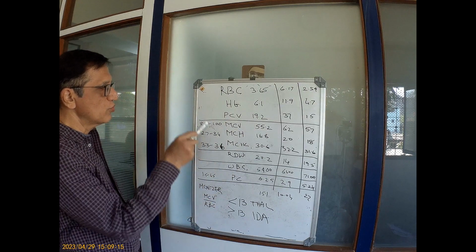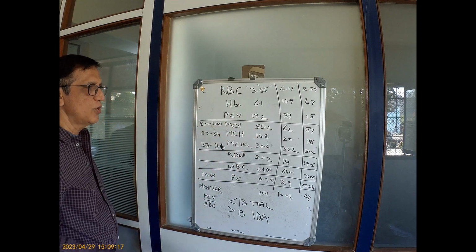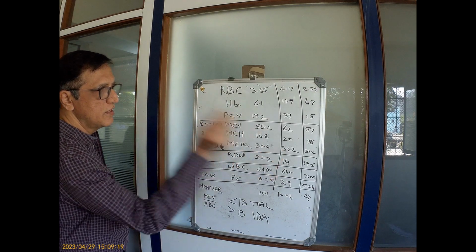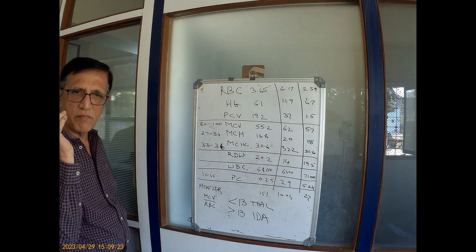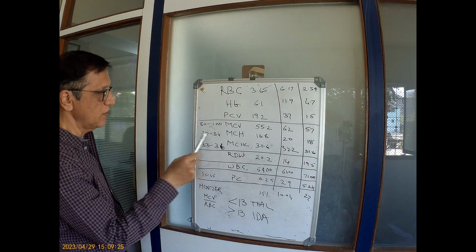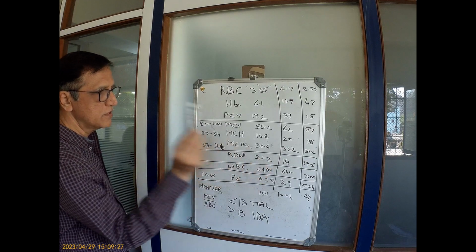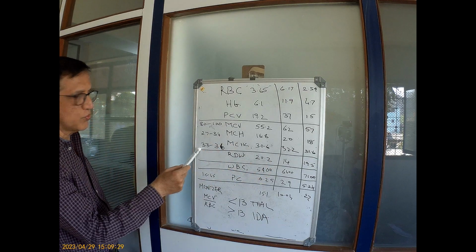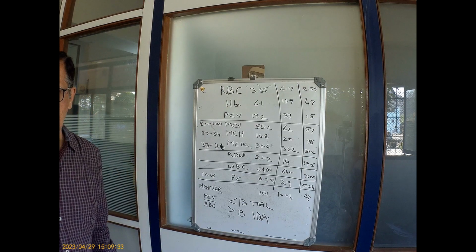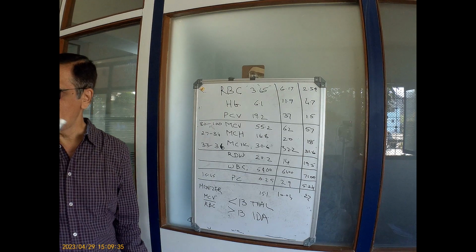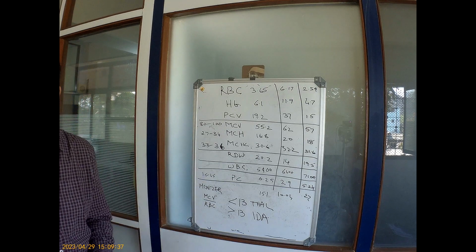So now we go to these three figures. What do we see? MCV is 62. Yeah, microcytic. MCH is 20, again low. And MCHC is 32.2. So it is microcytic hypochromic. See, already you all have become experts.